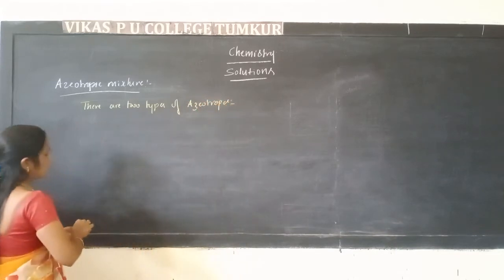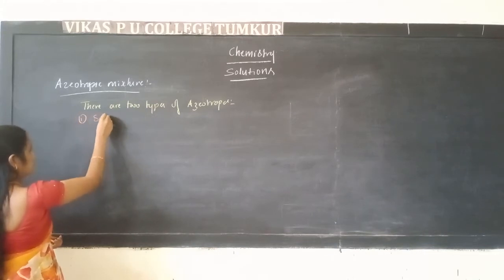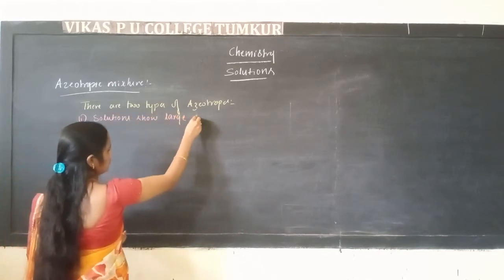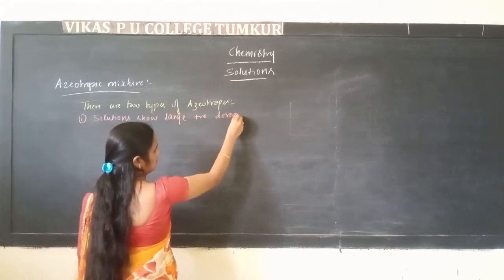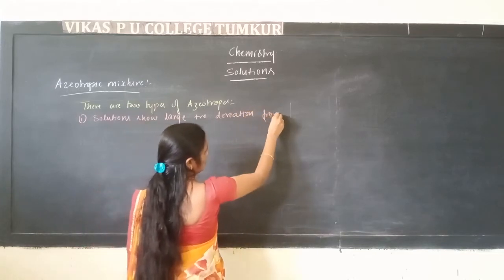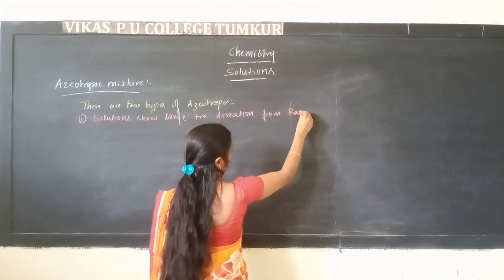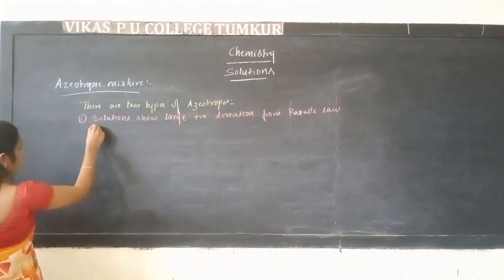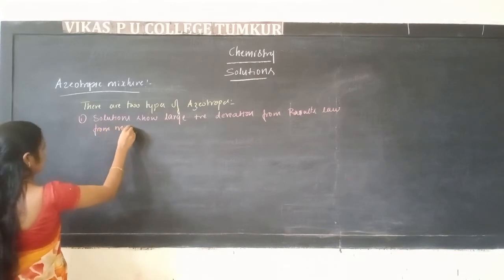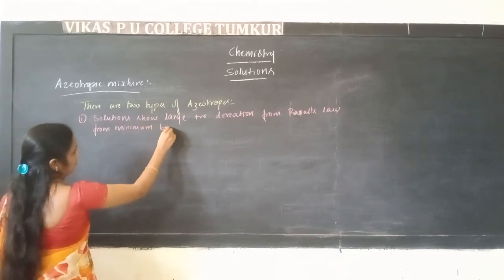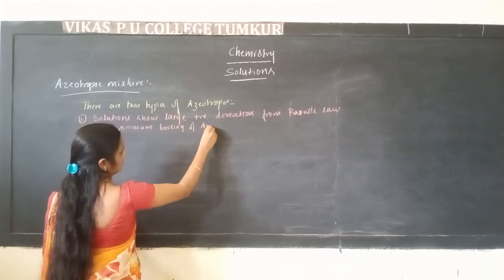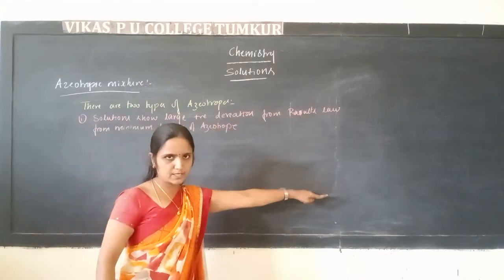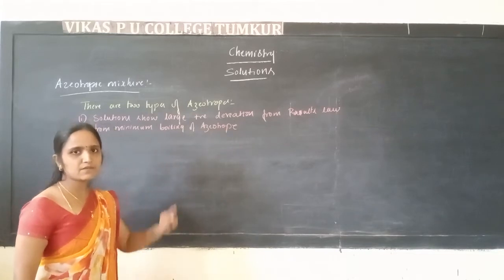The first one is solutions that show large positive deviation from Raoult's law, forming a minimum boiling azeotrope. That is the first type of azeotrope.